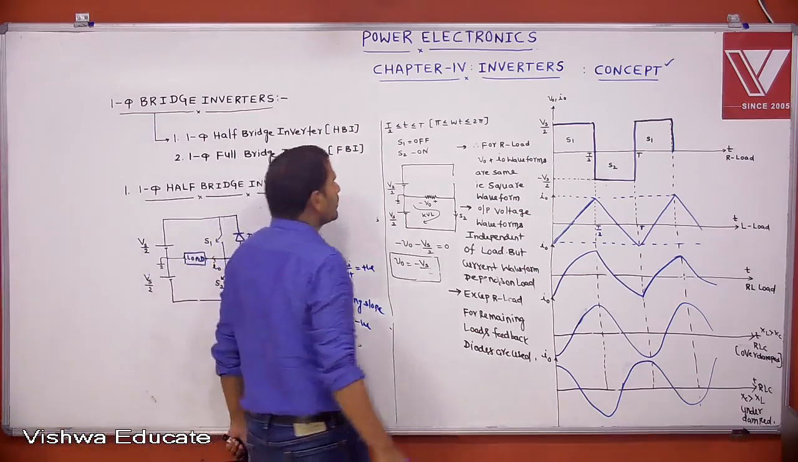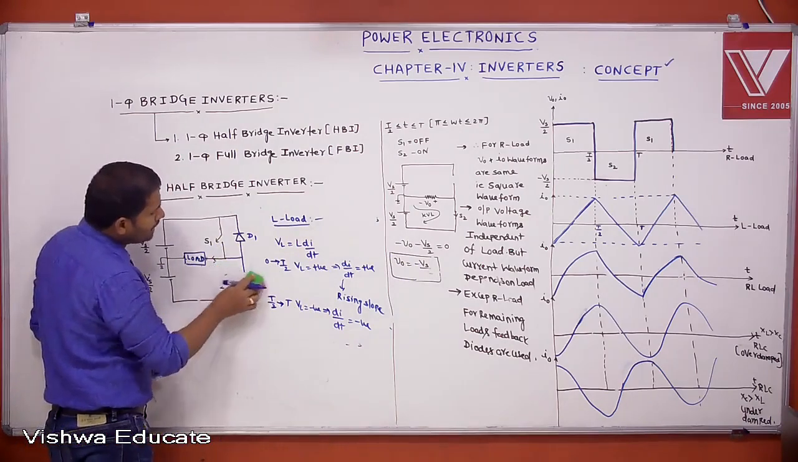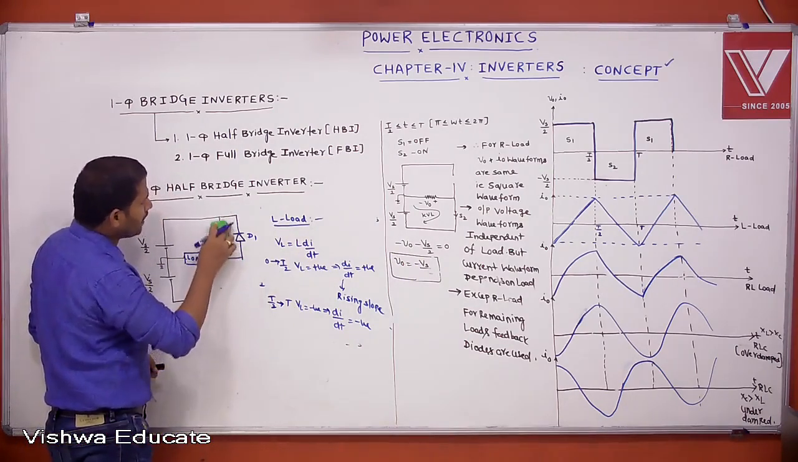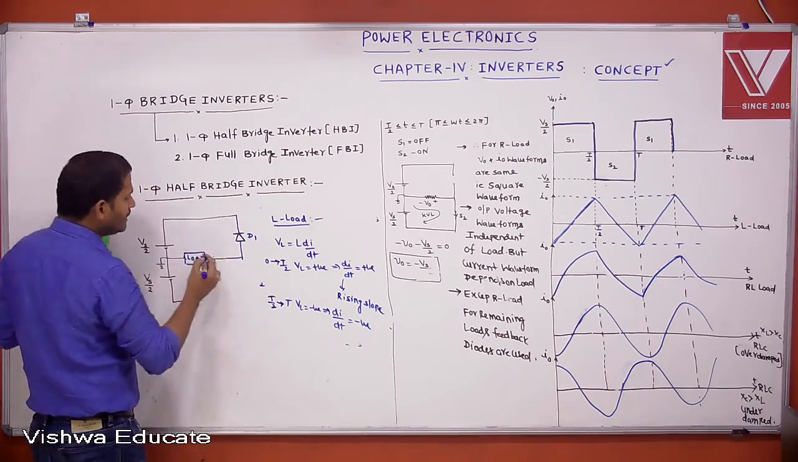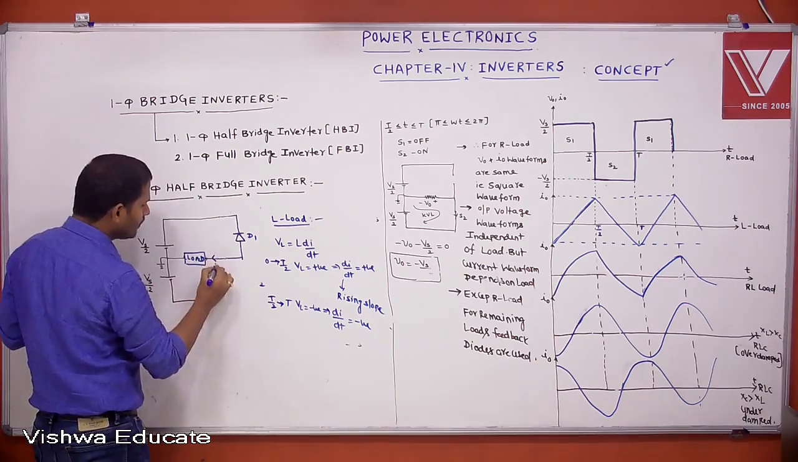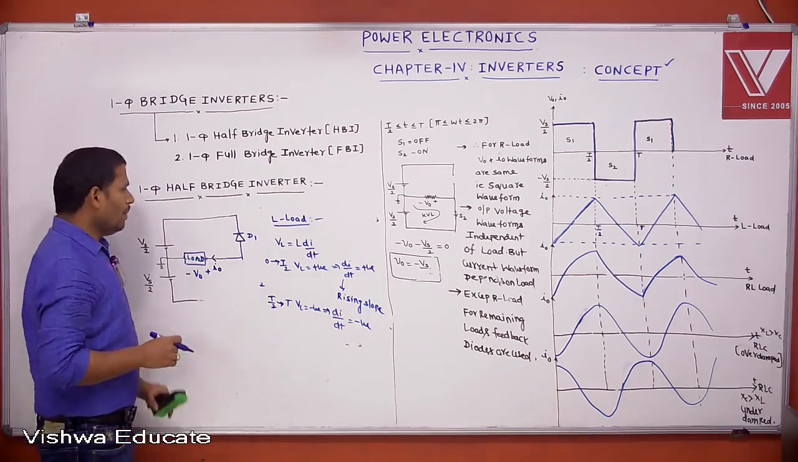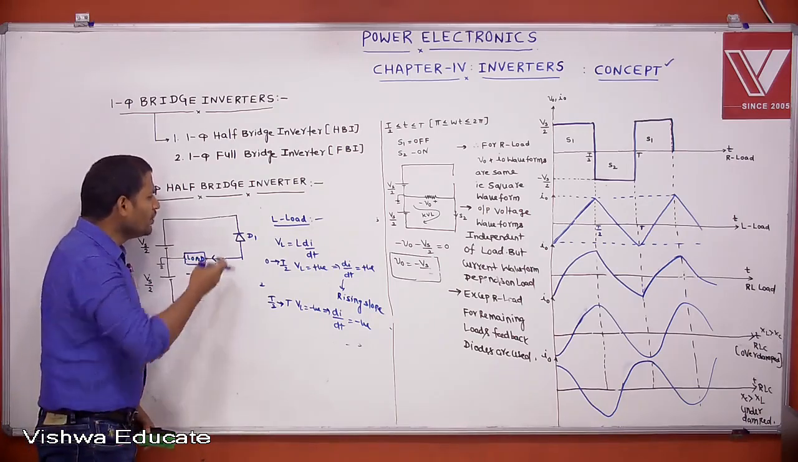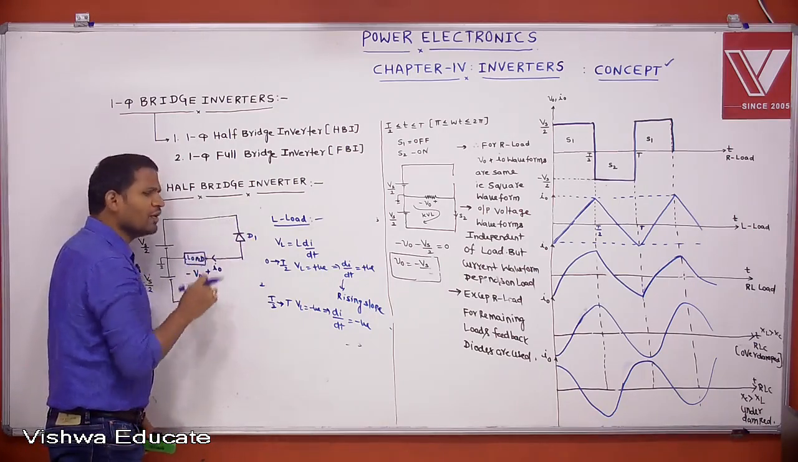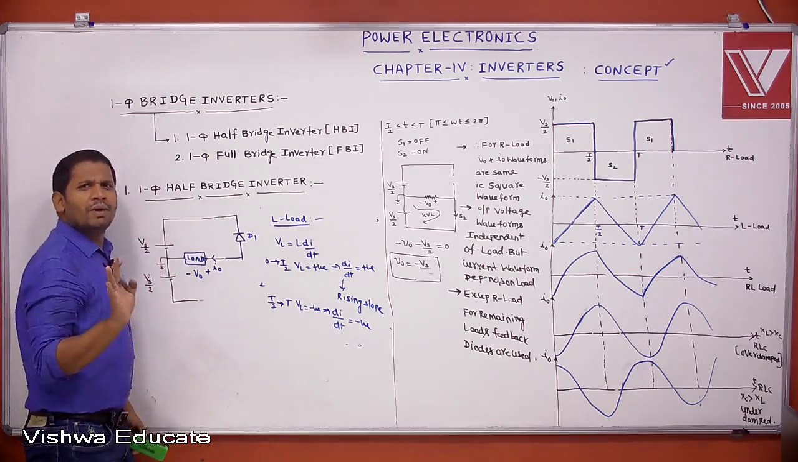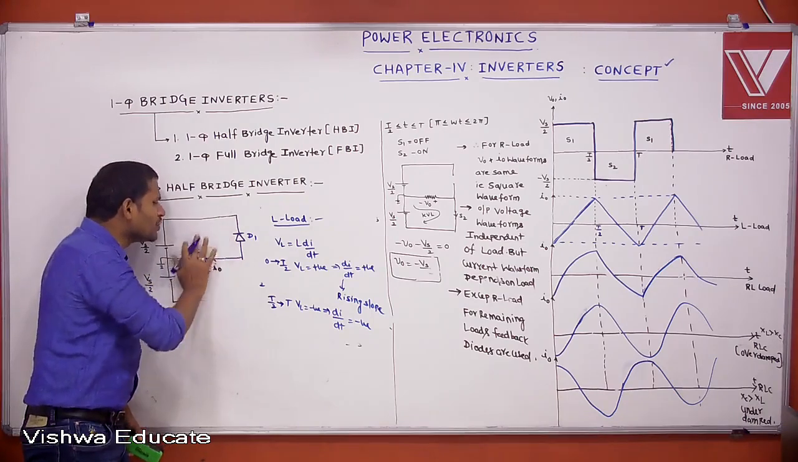Say, for example, let us assume that D1 is conducting. Remaining all the devices are off during the conduction of D1. Let this be the assumed current direction and this the assumed load polarity. But the doubt you can get is: sir, how will D1 conduct, when positive is connected here and the diode is reverse biased? But don't think like this. Here the diode is conducting because of the energy stored in the inductor.